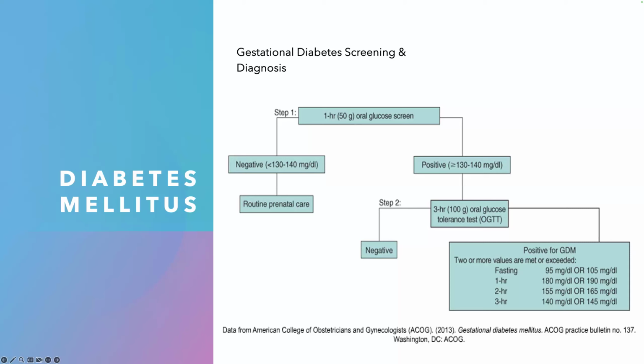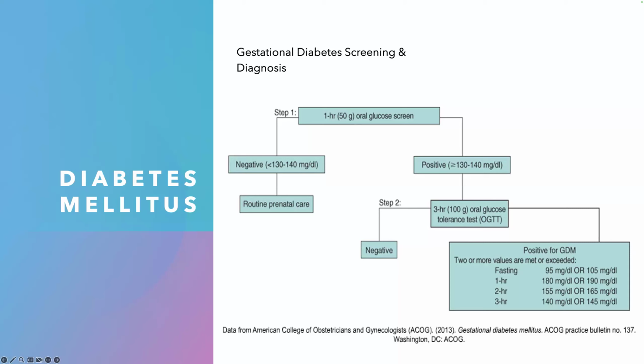And again, they have 5 minutes to drink it. And then they draw their blood sugar 1 hour, 2 hours, and 3 hours after they drink it. And they look at the 4 levels, and they're looking for 2 abnormals. If they have 2 or more abnormals, then they are diagnosed with gestational diabetes. If they have less than 2 abnormals, then they do not have gestational diabetes.